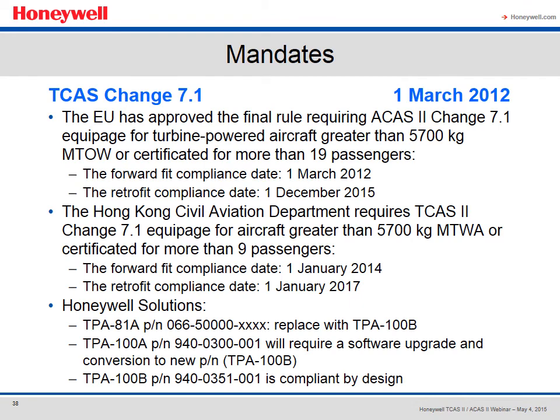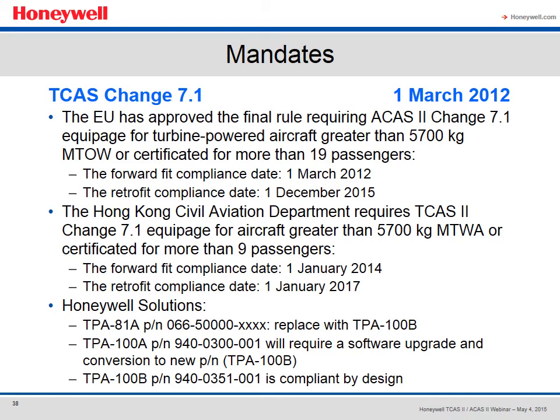This slide contains some information about the European mandate for TCAS change 7.1. The European Union approved their final rule requiring ACAS II change 7.1 for turbine-powered aircraft over 12,500 pounds or certificated for more than 19 passengers in March of 2012. The retrofit date for that rule is December 1st of this year. The Hong Kong Civil Aviation Department passed a similar rule, same weight but fewer passengers, for January 2014 with a retrofit compliance date of January 2017.